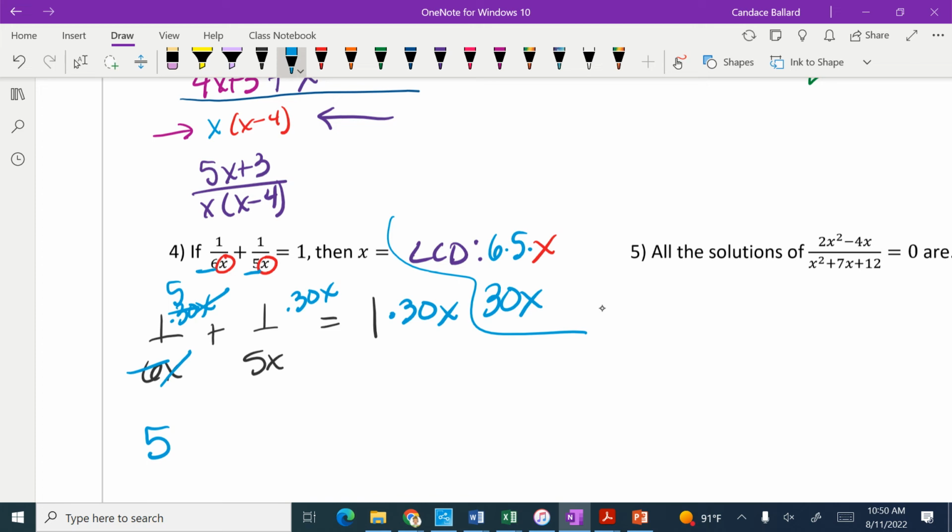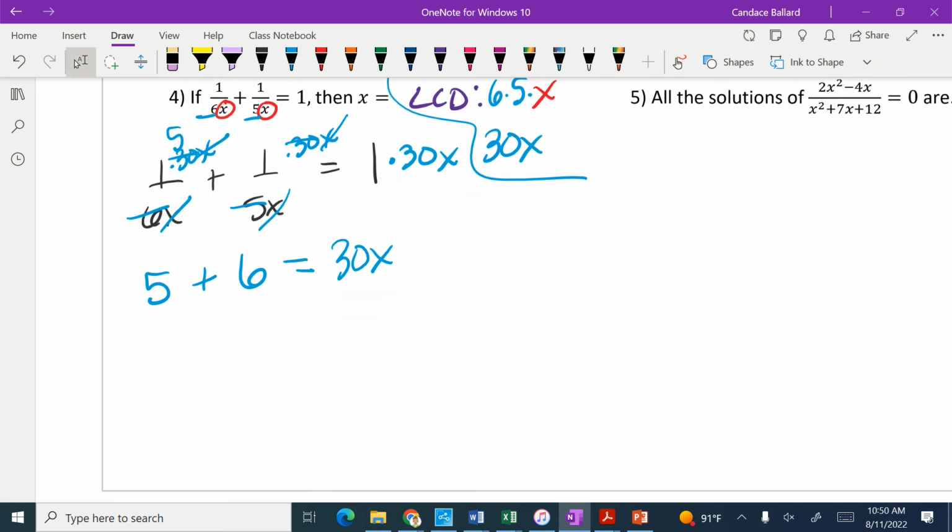All right, what cancels in the second term? X, okay, and then 5 goes into 30 how many times? Good. What's 1 times 30? Or 1 times 30x, sorry. 30x, good. And woohoo, the fractions are gone. We don't like working with fractions if we don't have to, right? Okay, now it's like an algebra 1 problem, maybe even a before algebra 1 problem. So what's 5 plus 6? 11 equals 30x, so x equals what? Fractions are good. 11 over 30, good.